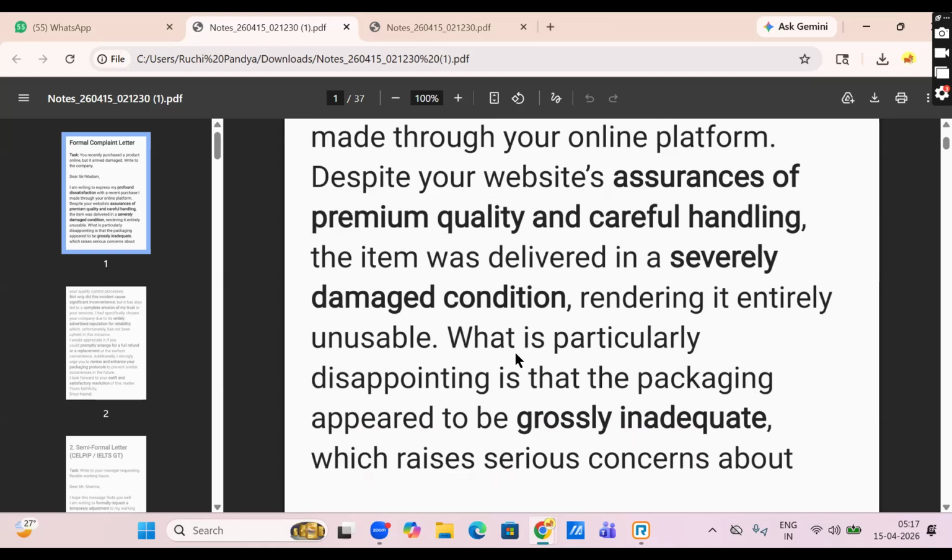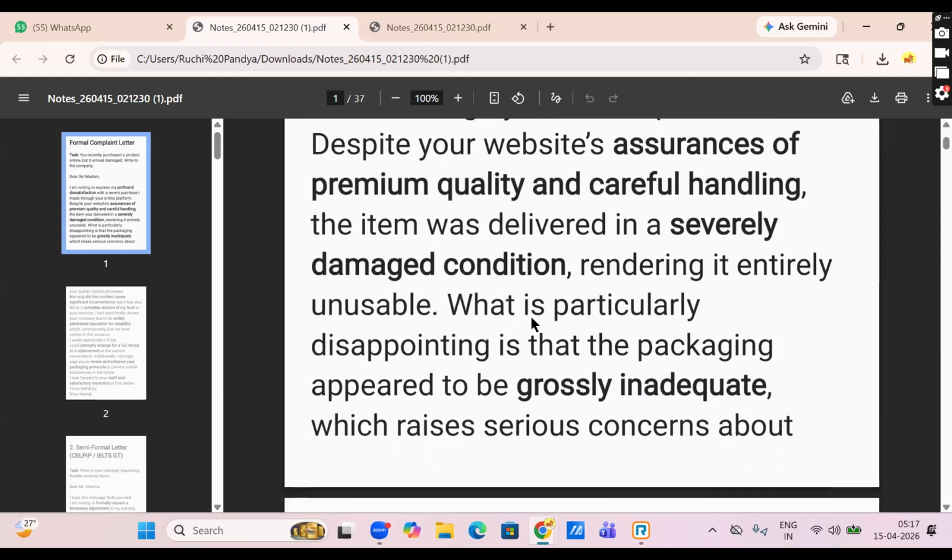Rendering it entirely unusable means making it entirely unusable, leaving it entirely unusable. So the word here is rendering. Okay? Causing it to be, rendering it entirely unusable. Now, elaborate a little bit. What is particularly disappointing? What did you find especially disappointing, right? Particularly means specifically.